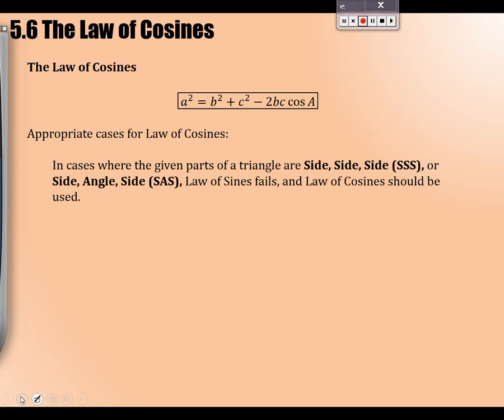All right, so why can't SSS or SAS be attacked using law of sines? Well, if someone gives you all three sides and no angles, that's a problem, because law of sines requires you to have angle-side pairs in order to make any headway. Why is SAS, that is two sides and the included angle, a problem for law of sines? Well, you need an angle and the opposite side, and there you don't have it. So both of these are an issue.